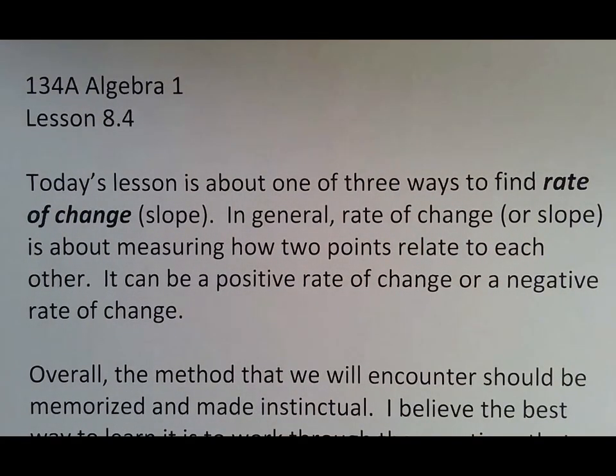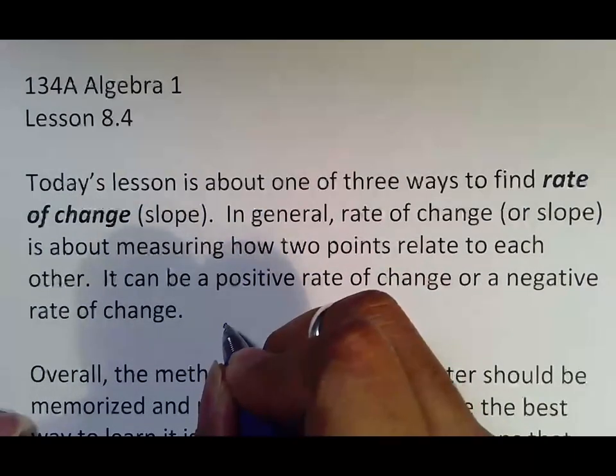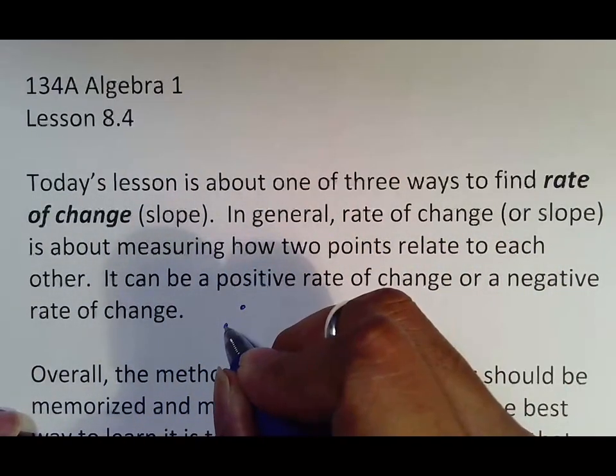All right, 8.4 is about one of three ways that you can find rate of change or slope. In general, the rate of change or slope is about measuring how 2 points relate to each other. It can be a positive rate of change or a negative rate of change.